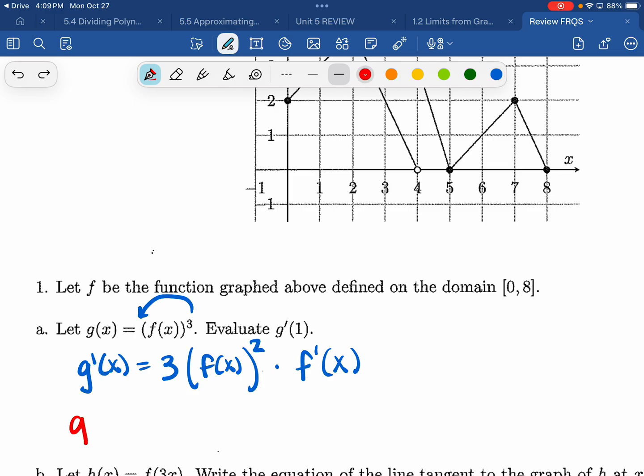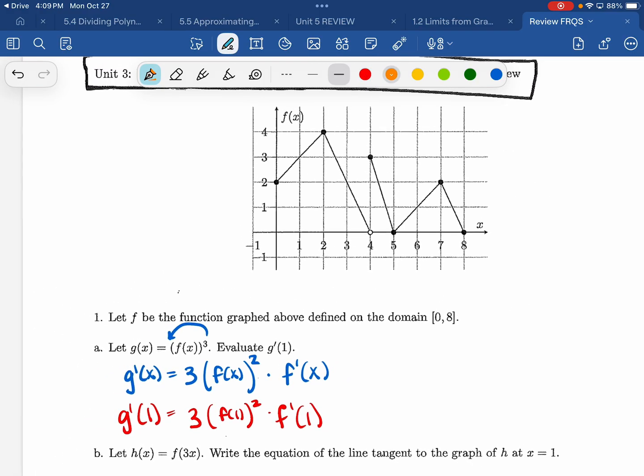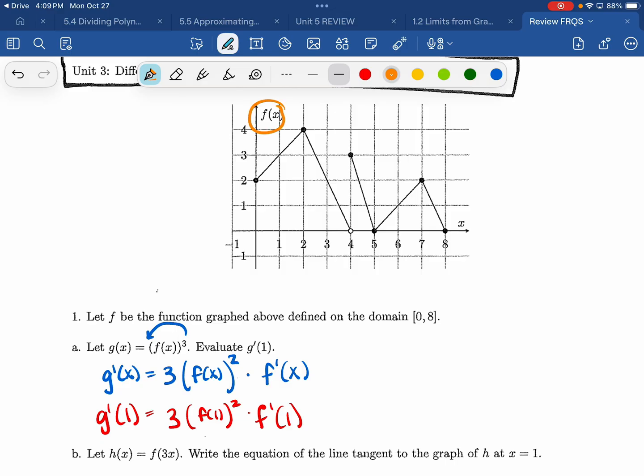And then we're going to plug in 1. So 3 f of 1 squared times f prime of 1. And then we're going to figure out where these values are coming from. So I'm going to use the graph up top here. This is the graph of f, not g. So f of 1 is going to be 3. So I have 3 squared times f prime of 1, which is the slope at 1, which rise over run is going to be 1. And so I get 3 times 9, which is 27. You do not have to simplify, though.